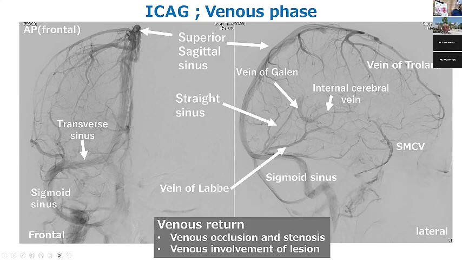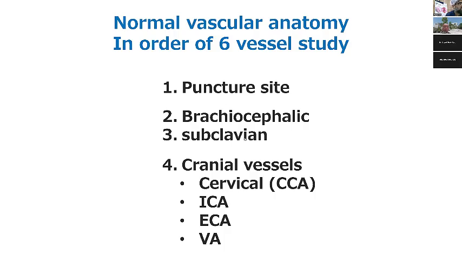So from now on, we'll present normal vascular anatomy in order of the six vessel study. At first, we check the puncture site and then evaluate the access route at the neck and chest level, at the brachiocephalic and subclavian artery. And finally, we acquire images of the cranial vessels. Six vessel means the bilateral internal carotid artery, external carotid artery, and vertebral artery, they are six vessels. So that's why we call it a six vessel study.